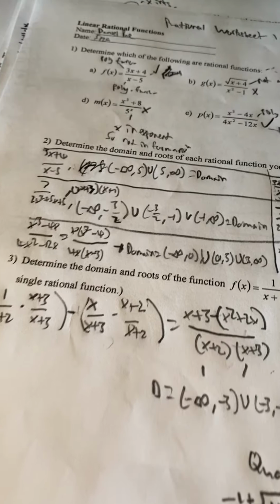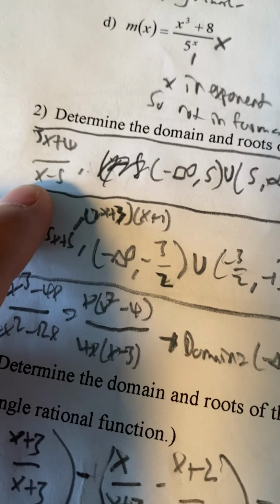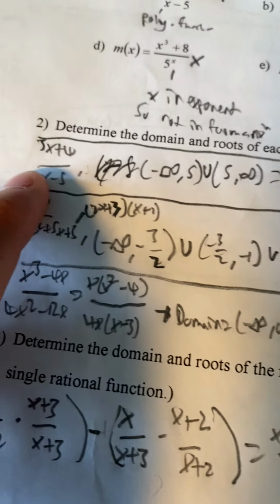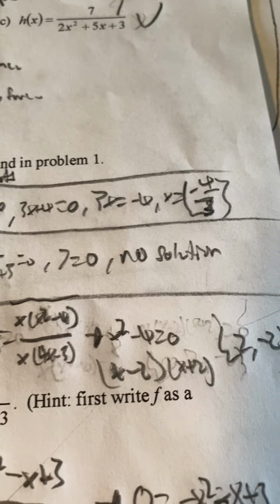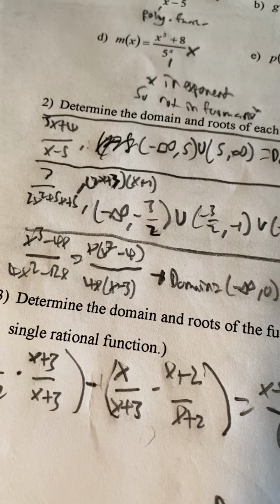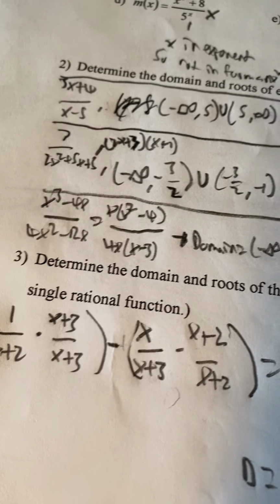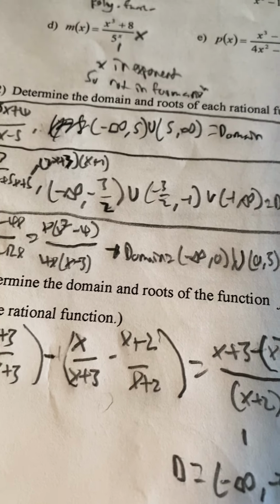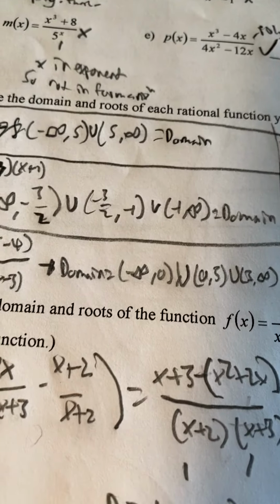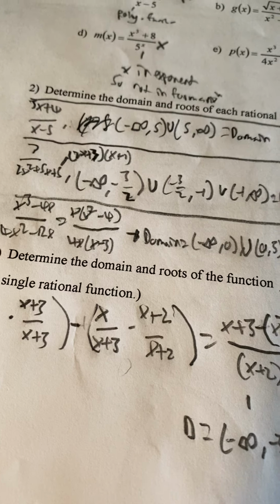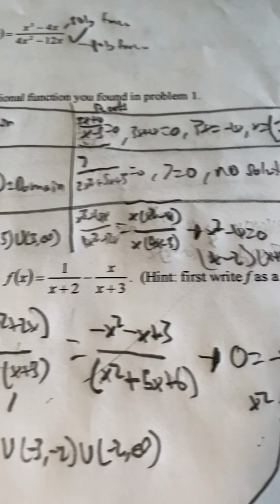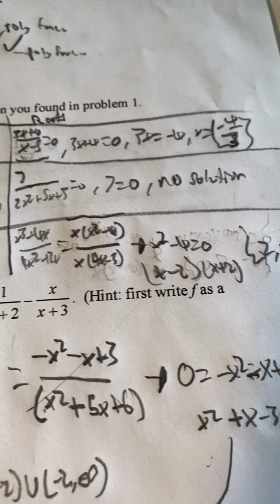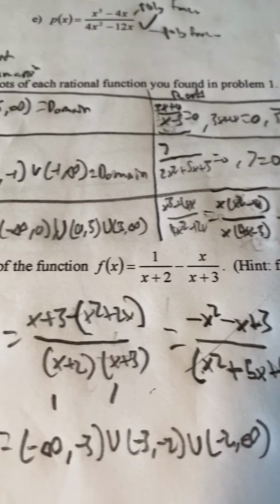All right. So the domain of this, the denominator cannot be 5, so it's everything but 5. And then for the root, you just have to set the numerator to 0 and solve, so it's x equals negative 4/3. Next up, we have the 7 over 2x squared plus 5x plus 3, and I simplify that denominator to 2x plus 3 over x plus 1. There you can find your roots, so it can be everything except for negative 3/2 and negative 1. So that's the domain.